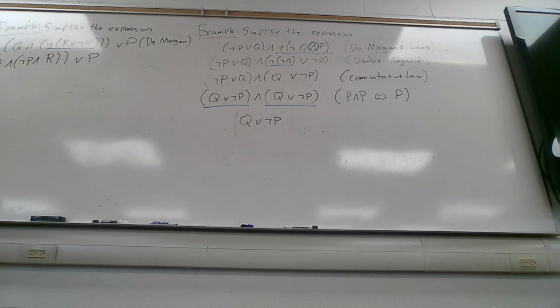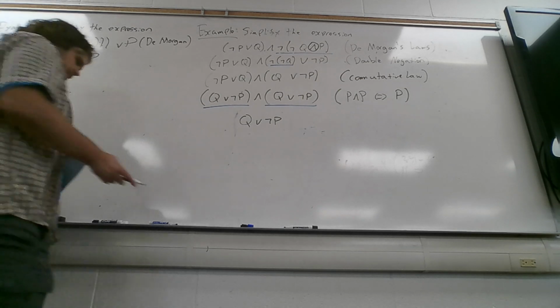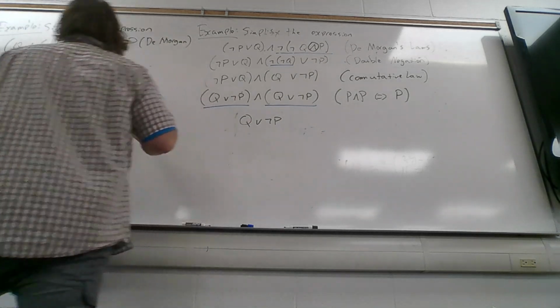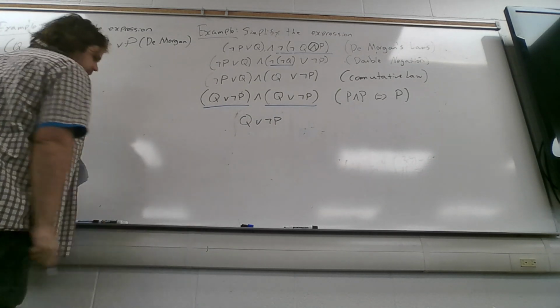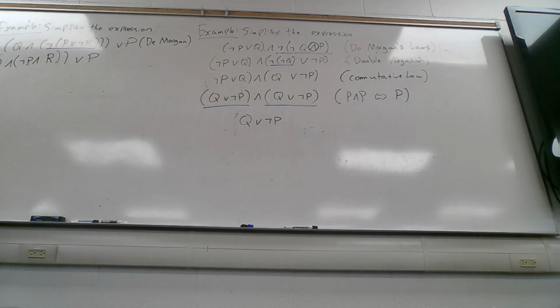Okay, so this is where there's a couple of ways to do this. It's a little messy, but we can distribute now. So notice I'm going to write with different colors here. So this is P or something and something else. So this symbol is different from that one. So we can use the distributive law.